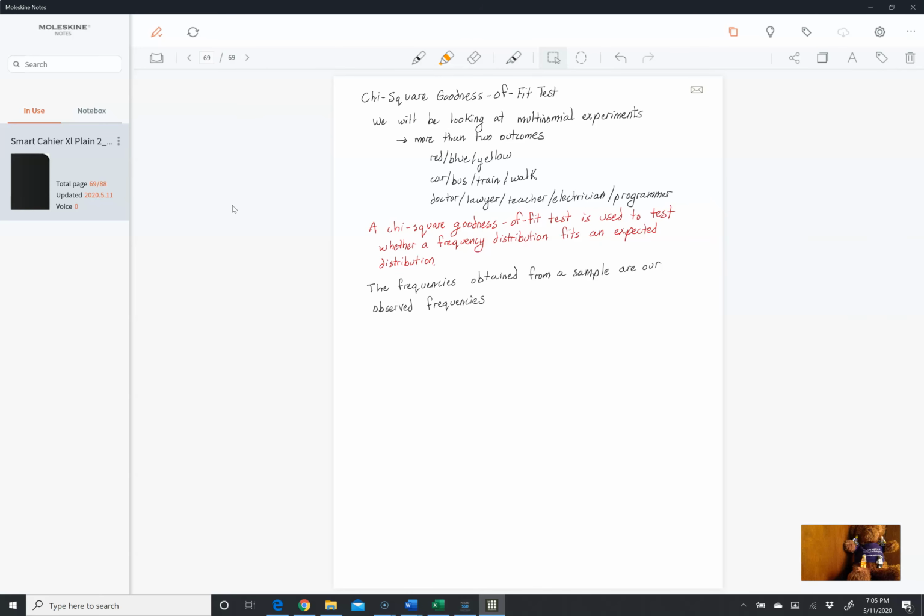We talked about the observed Y values in the last lecture, okay, right? When we were doing lines of regressions, we had the observed Y values, which is what we saw from the sample, and then we had the predicted Y values. Here, the predicted Y values are called expected, okay, expected frequencies or hypothesized frequencies.